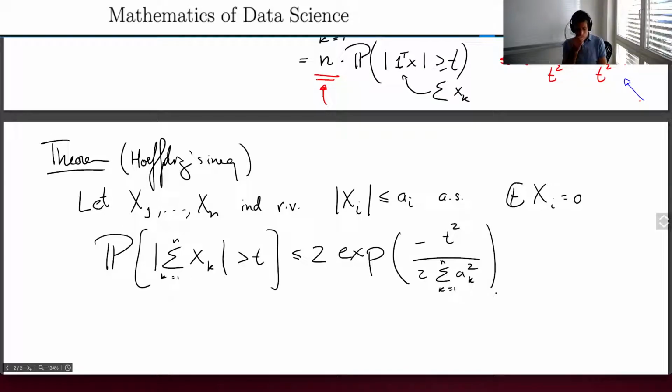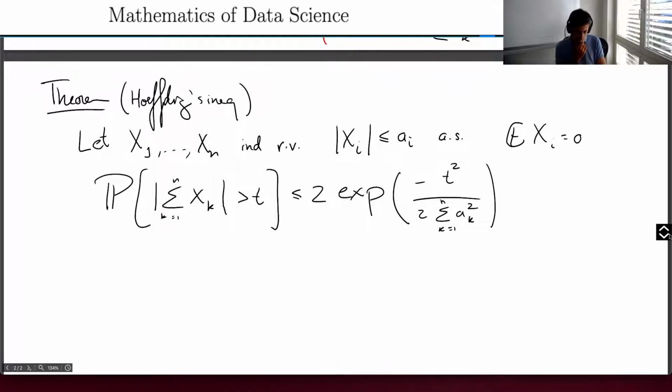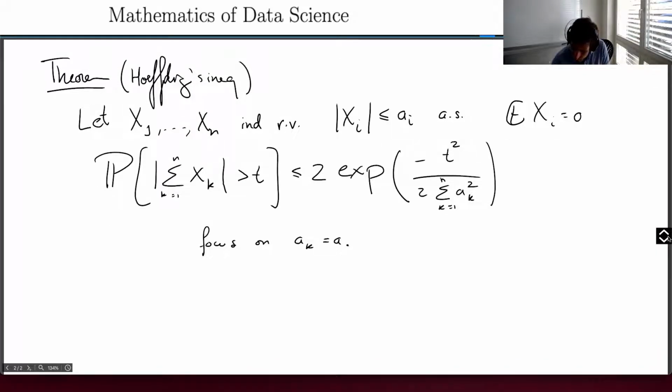And so we'll see this is a lot stronger. In particular, we're going to focus, even in the proof, because you'll see the proof is exactly the same in general, it just allows me to have fewer parameters. Let's focus on the case where the ak's are all equal to a. They're all the same.